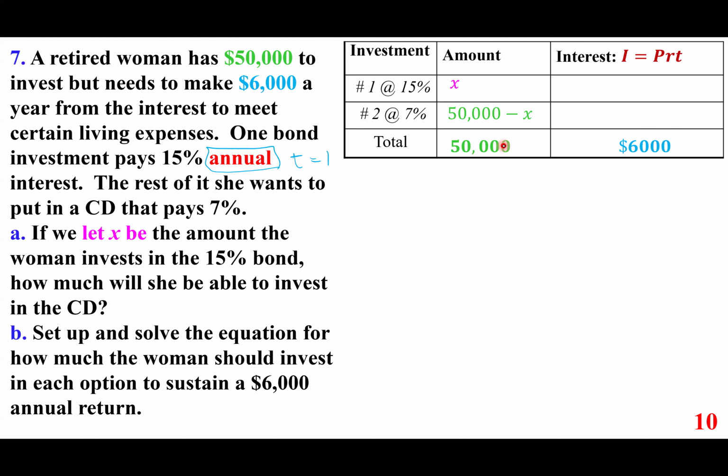Okay. Now, what happens next? Well, I equals PRT. So for this one would be X times 15%, that means 0.15X, times T happened to be 1, so we don't have to worry about it. So this is 0.15X. This one is 0.07 times 50,000 minus X. And they do add up to give us the total we need, 6,000. That's the equation. So from this table, we get this equation.